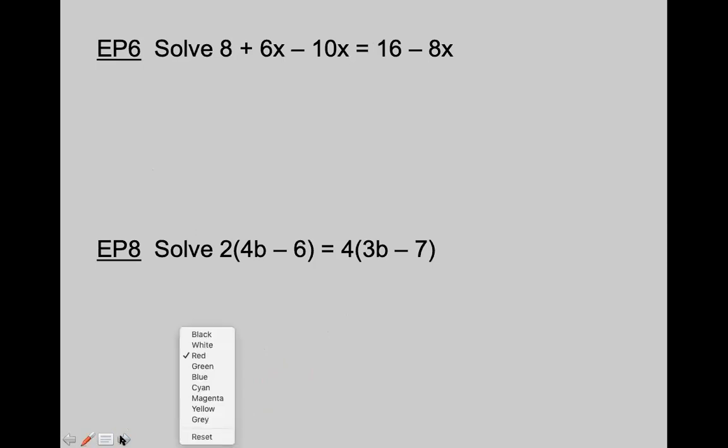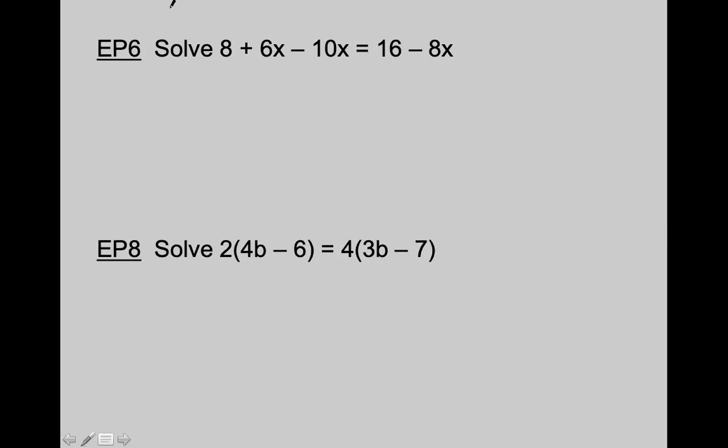So in this first one, again, on the left, it looks like I have an 8, 6x, negative 10x, and on the right, a 16 and a negative 8x. So we're still going to use our same procedure for solving equations. We look to see if there are any decimals or fractions we can simplify, and I don't see any of those in this example. Next, I would look for parentheses and maybe some distributive property, and don't see that. Our next step is to look to see if there are like terms on each side of the equal sign.